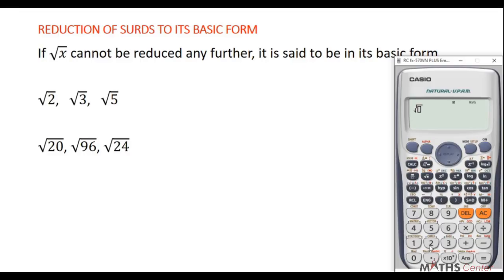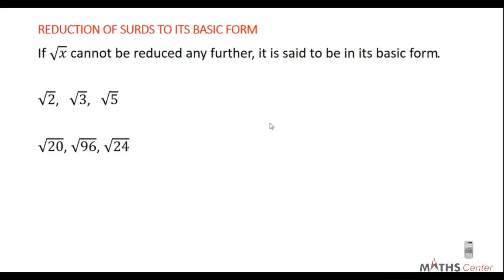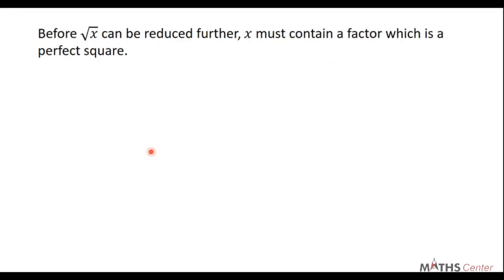If you take square root of 24, the calculator is giving us 2 root 6, which means that square root of 24 can also be reduced further. It's not in its basic form. So when you have the surd in such a way that it can't be reduced any further, it is said to be in its basic form. But whenever you have it in a form such as we have these ones, you have to reduce them to its basic form before further computations can be done. So in this video, we are going to learn how to reduce surds like this to its basic form. Now let's learn how to do that.